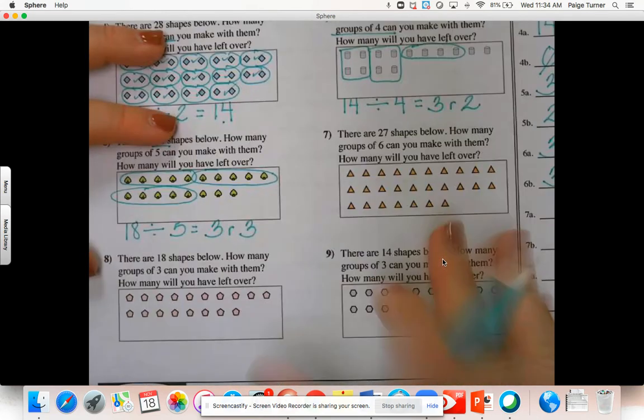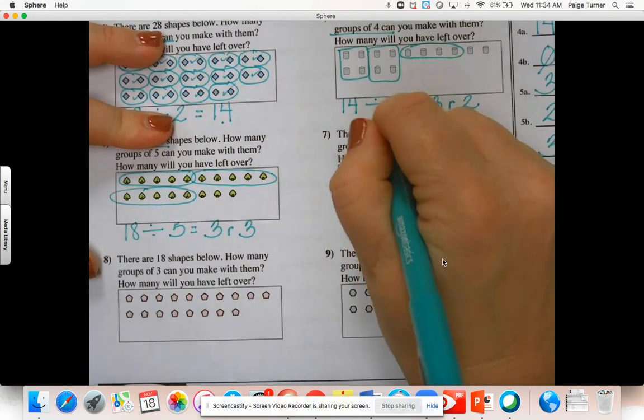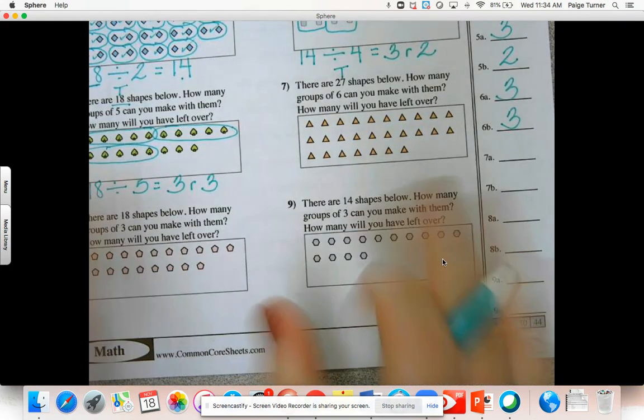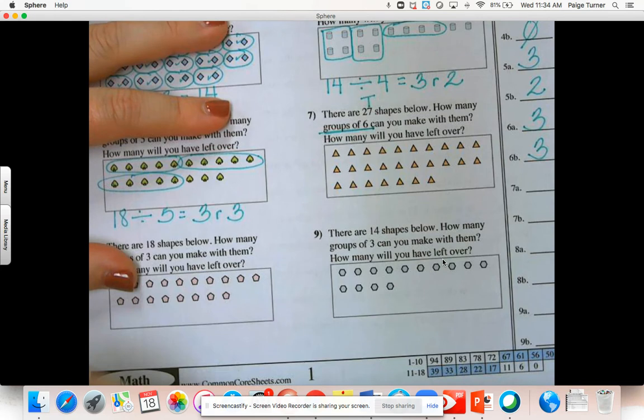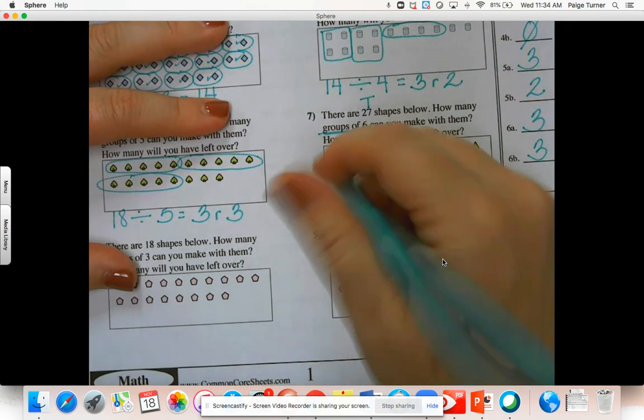All right, number 7. We have 27 shapes below, so that's our total. How many groups of 6 can we make? How many will be left over? So this time we're going to make groups of 6.